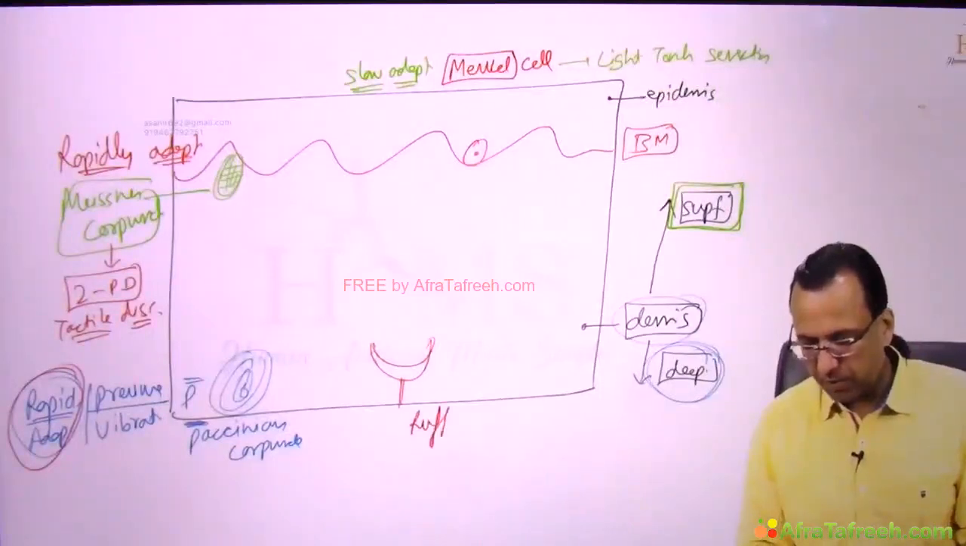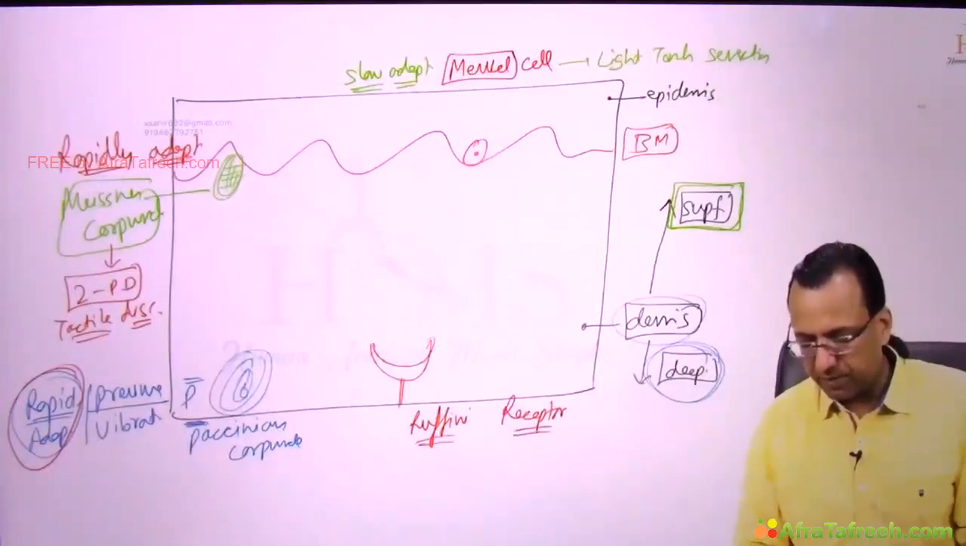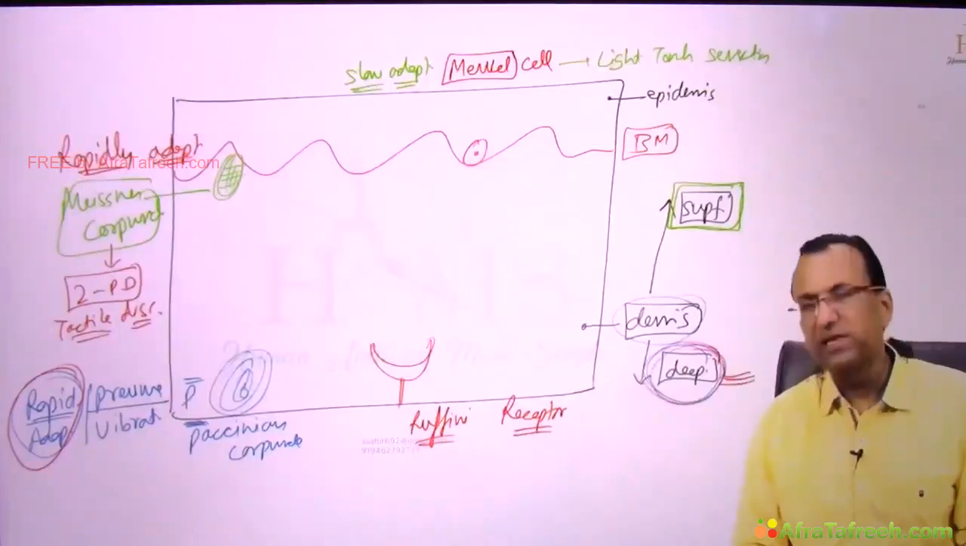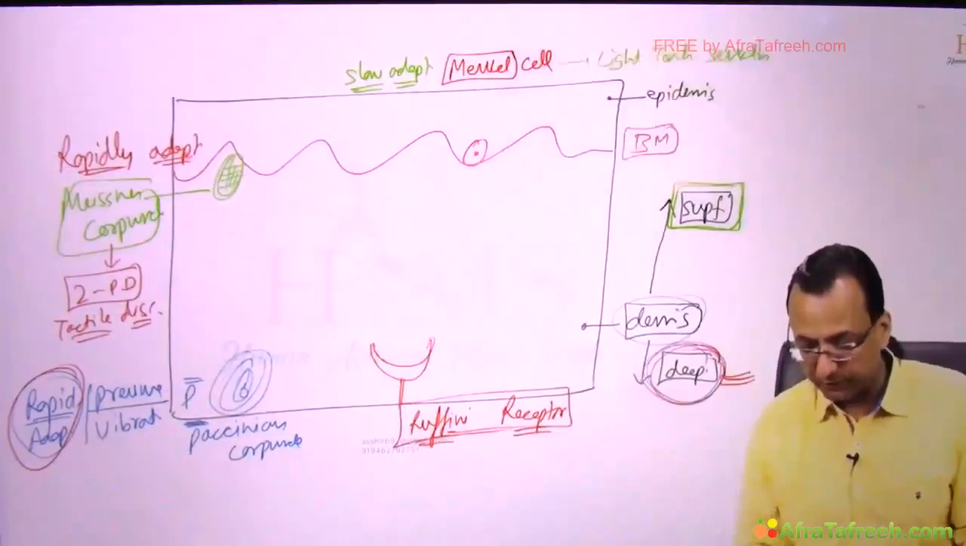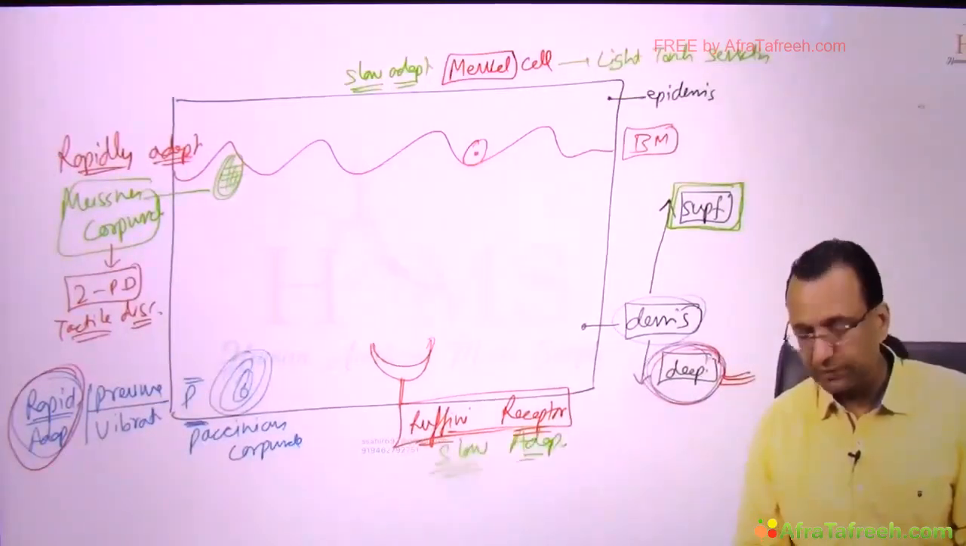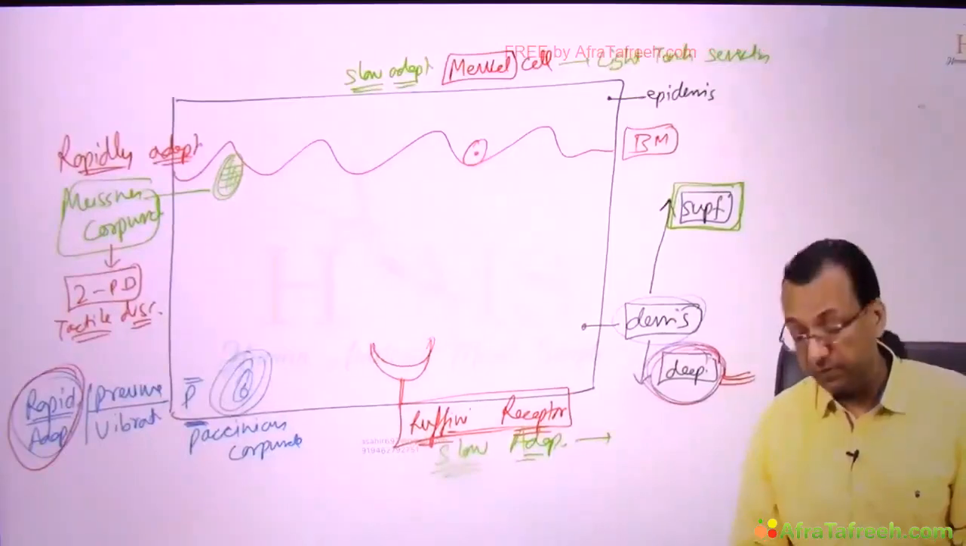Again, this is Ruffini receptor. Now, if you're talking about the Ruffini receptor, is it in the deep dermis? Yes, it is in the deep dermis. What is it doing there? It's a slowly adapting receptor. Now, if you say it is a slowly adapting receptor, fine, but what is it doing there? It is for dermal stretch.